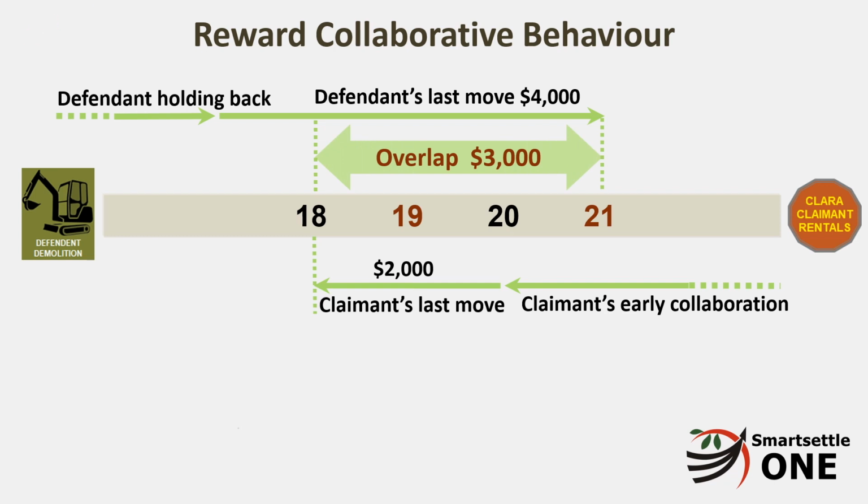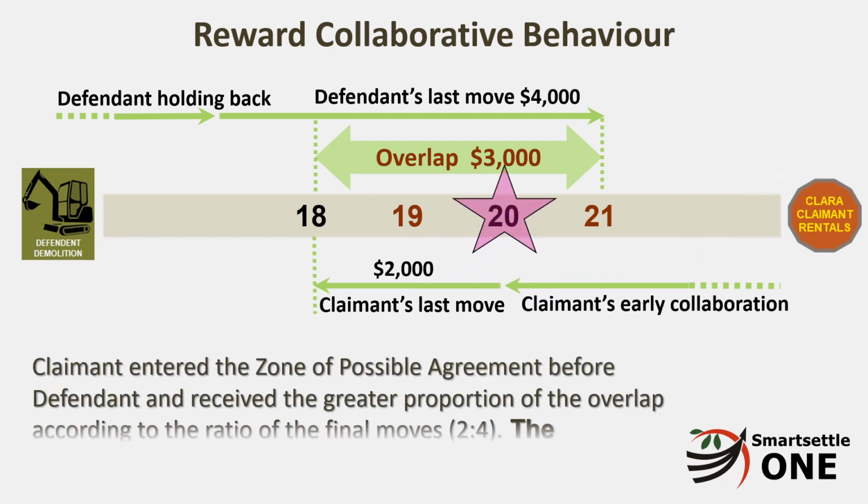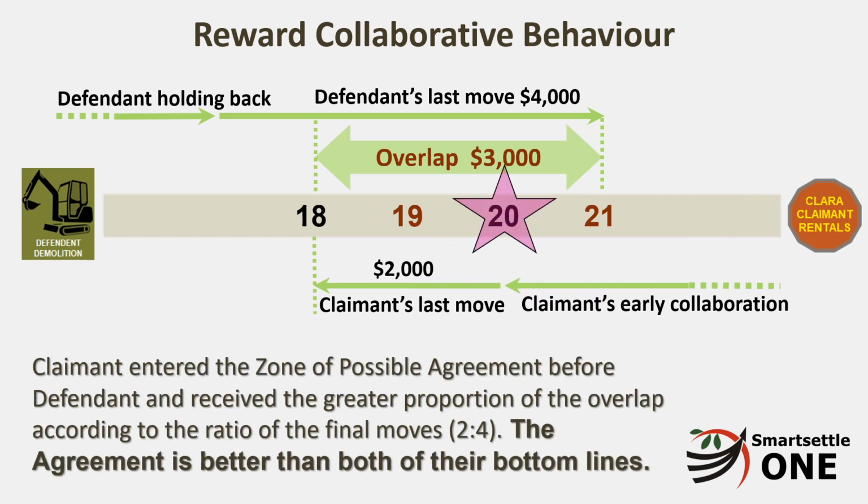Smartsettle's method rewards collaboration by dividing the overlap in the same proportion as the last moves, and favoring the party making the smallest last move. In this case, the outcome of $20,000 favors claimant, who made the smallest last move. But notice that the agreement is also better for defendant than their last move, so they have reason to be satisfied too. The hypothetical scenario we've shown you is actually unlikely.